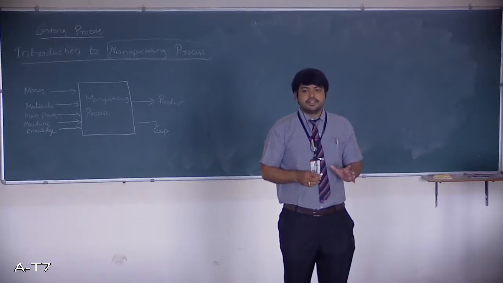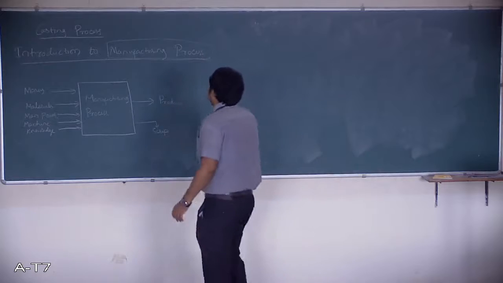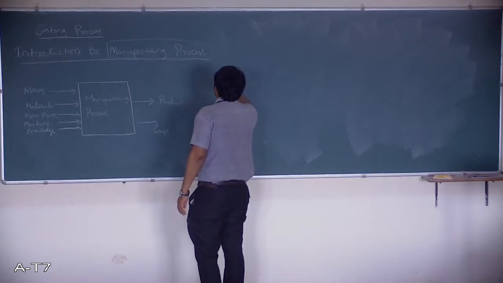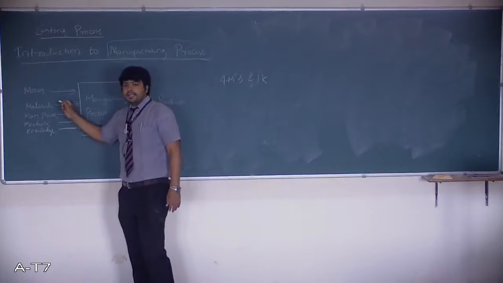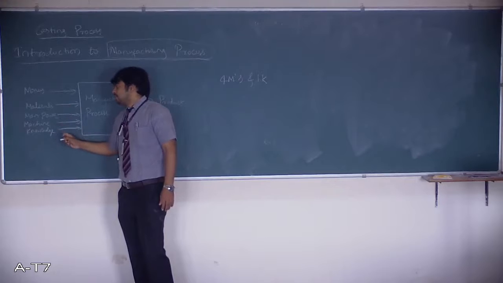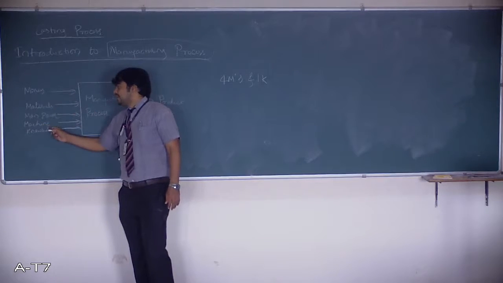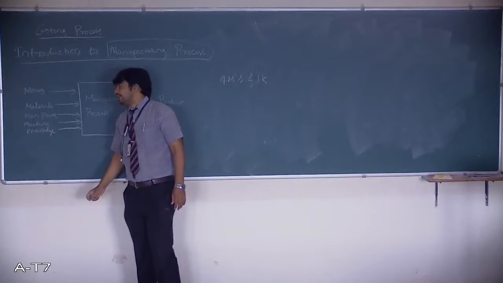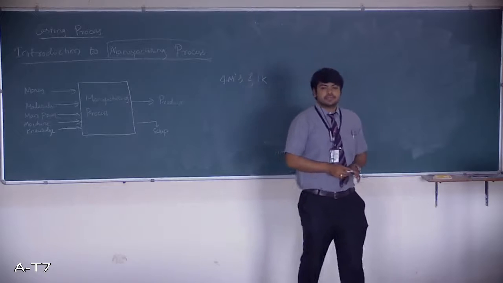Manufacturing process involves 5 inputs. So we will be having 4 M's and 1 K, that is money, materials, manpower, machine, knowledge. These are the 4 M's and 1 K. So what exactly is the meaning of this?